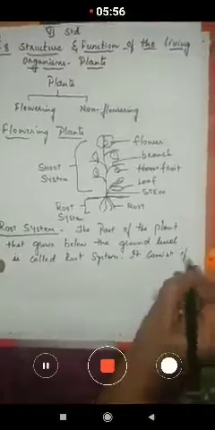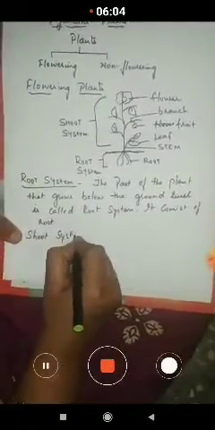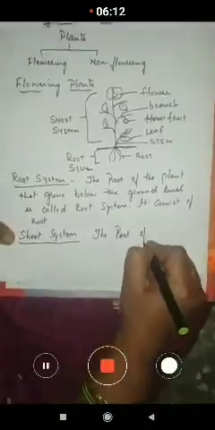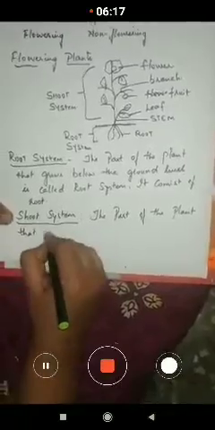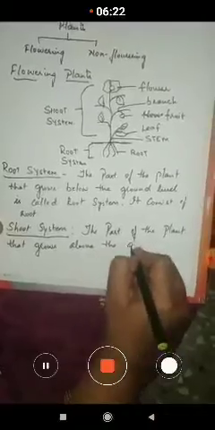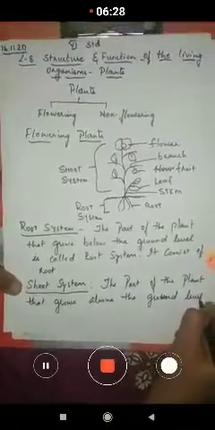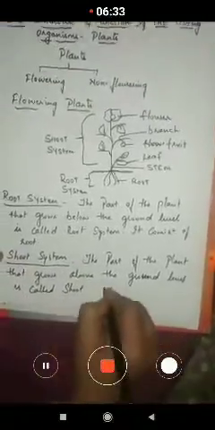And the part of the plant which grows above the soil, the part of the plant that grows above the ground level or above the soil, what is it called, children? It is called shoot system.